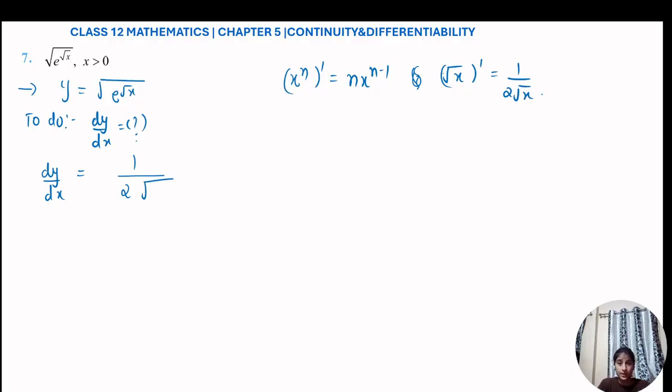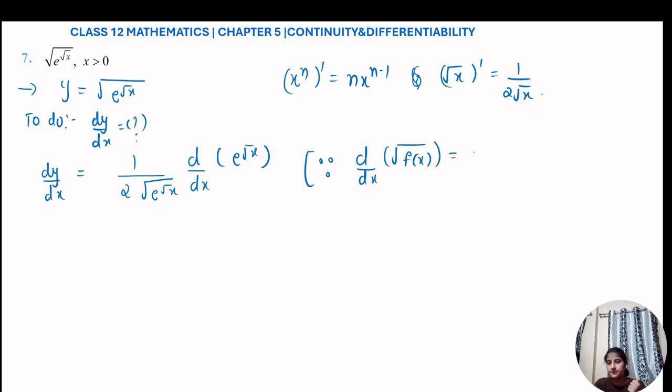Here our argument is not x, our argument is e raised to root x. So now differentiate the argument, that is d by dx of e raised to root x. If you are confused, I am writing the reason: the differentiation of root of f of x by chain rule is given by 1 by 2 times root of f of x, then d by dx of your argument, that is f of x. So I have just used this.